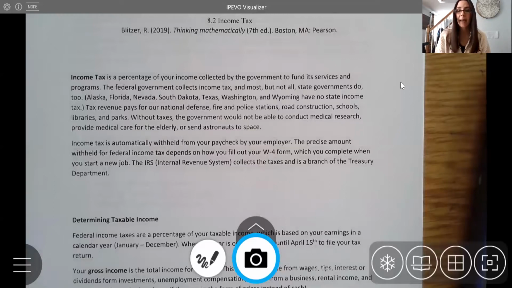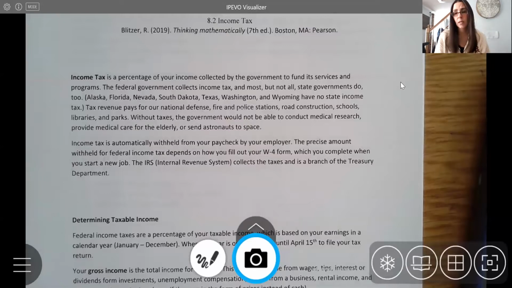Income tax is automatically withheld from your paycheck by your employer. So when you get a new position, they have you fill out many, many forms. And one of those forms is a W-4. And when you fill out your W-4, you give some basic information so that they know about how much to take out for taxes out of your paycheck.